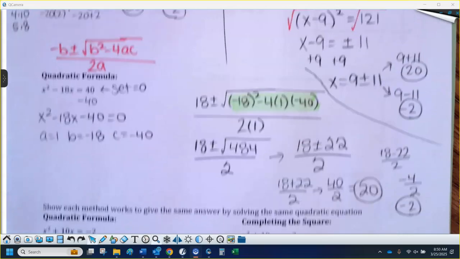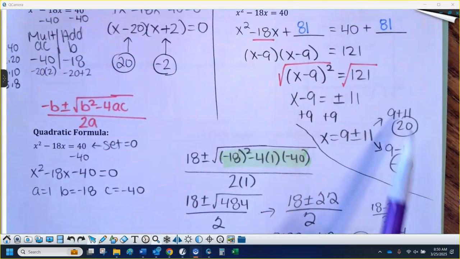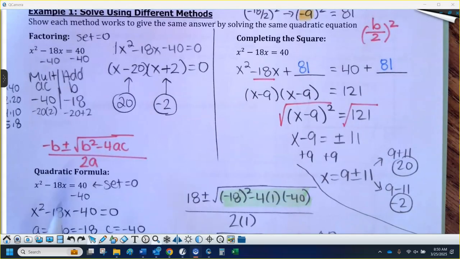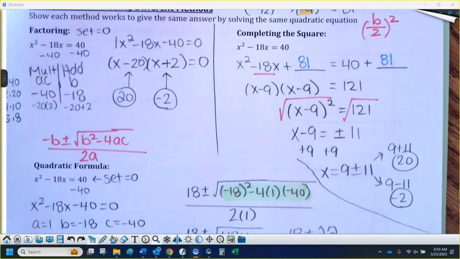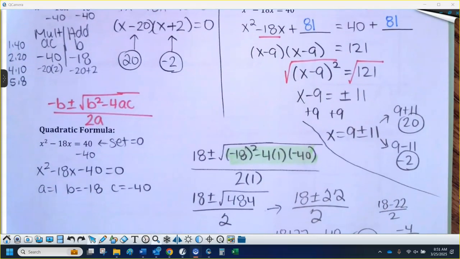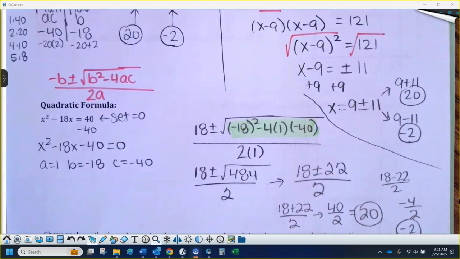If I wanted to complete the square like we did up here, 20, negative 2. If I could figure out the factors, I would probably, in that case, tell you that's probably the fastest method of the three. If you can factor it. But if you can't factor it, these other two are definitely options. Is anybody having a question about any of the methods?